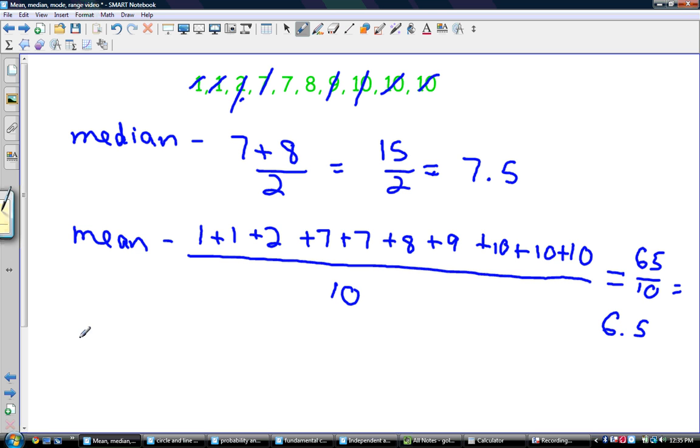And then I can also find the mode here, the other average, which in this case, since I have 2 1s, a 2, 2 7s, an 8, a 9, and 3 10s, and so 10 only shows up 3 times. That's my mode.